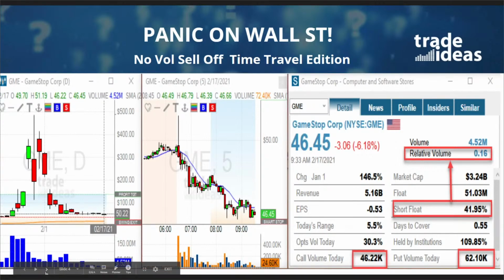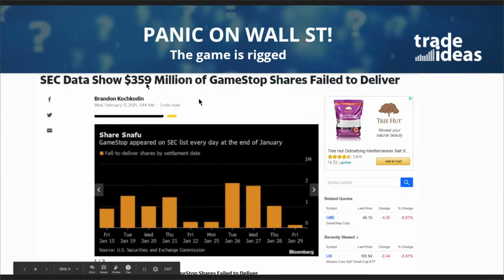But even the SEC's own data says 350 million shares. Well, that's not $1 million worth of... Yeah, sorry, $1 million of shares failed to deliver. So again, lots and lots of shares out there that are still short, and they're messing with you. The game is rigged, and it's rigged against the little guy.